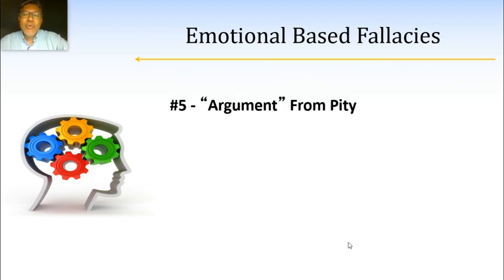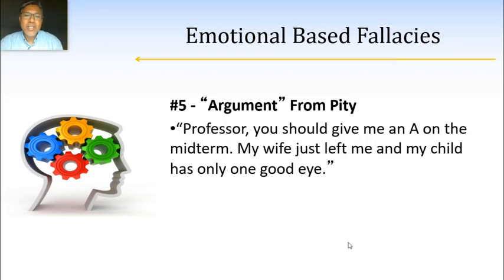Number 5, we'll take a look at argument from pity. Now just think, we're trying to get an emotional response from people. So in this case, we're trying to elicit pity from the listener. We want the listener or the reader to feel pity for you or somebody involved with the claim. So, for example, Professor, you should give me an A on the midterm. My wife just left me and my child has only one good eye.